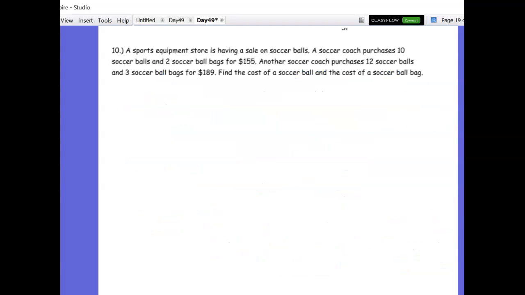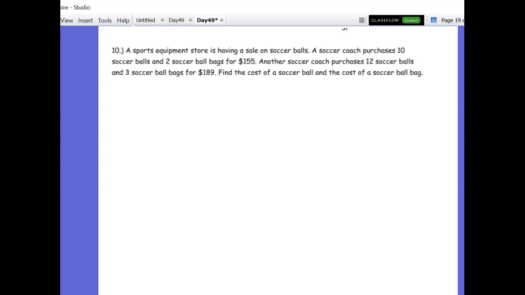Okay, so moving on, number 10. A sports equipment store is having a sale on soccer balls. A soccer coach purchases 10 soccer balls and 2 soccer bags for $155. Another soccer coach purchases 12 soccer balls and 3 soccer bags for $189. Find the cost of a soccer ball and the cost of a soccer ball bag.